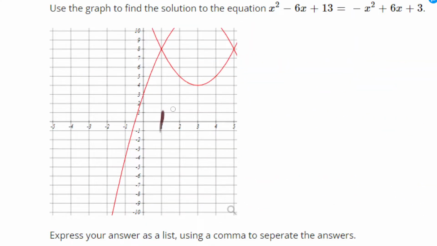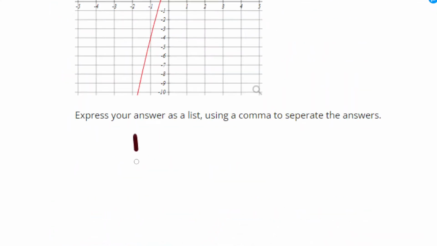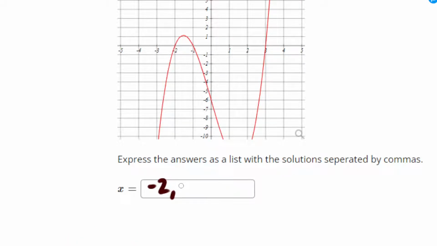This one is going to be 1 and 5. So 1, 5. This one's going to be 3. So we have -2, -1, and +3. So -2, -1, +3.